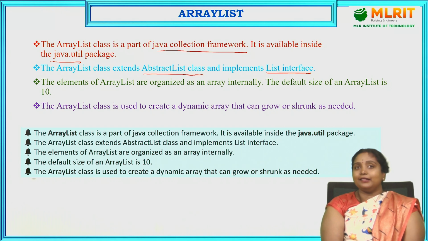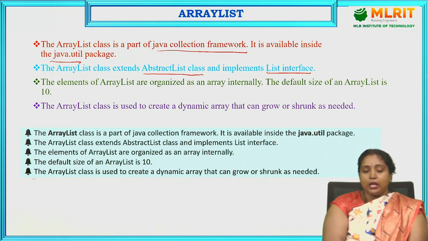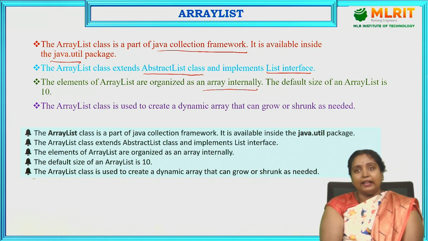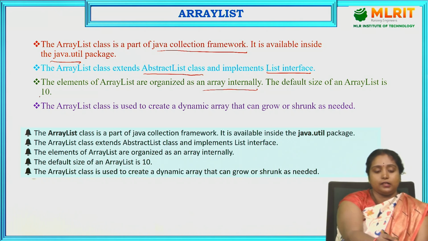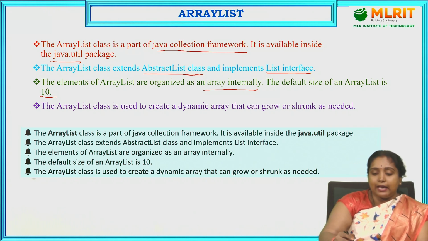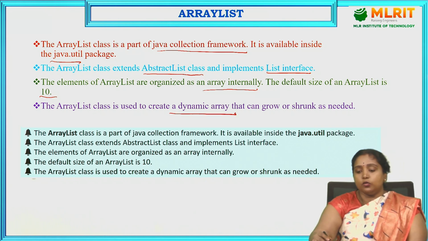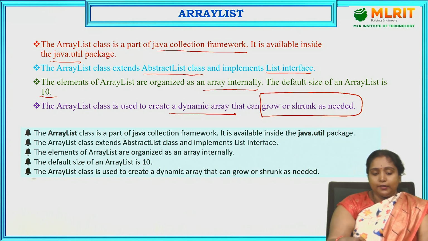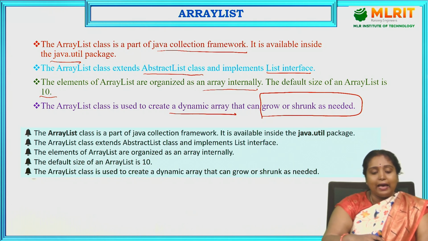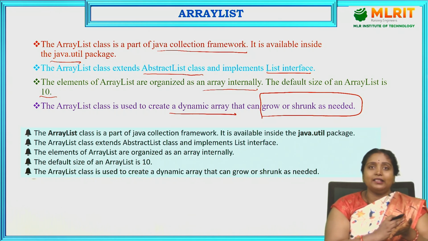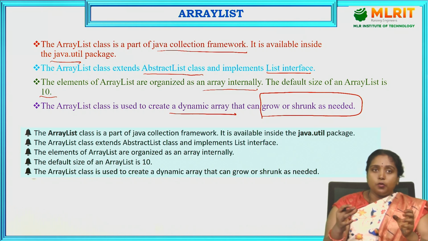So ArrayList is nothing but like an array. The elements of ArrayList are organized as an array internally and the default size is 10. And it is used to create a dynamic array that can be grown or shrunk as needed. So the points you can note are: ArrayList is the same as an array. Using ArrayList, you can create a dynamic array and that can be grown or shrunk.